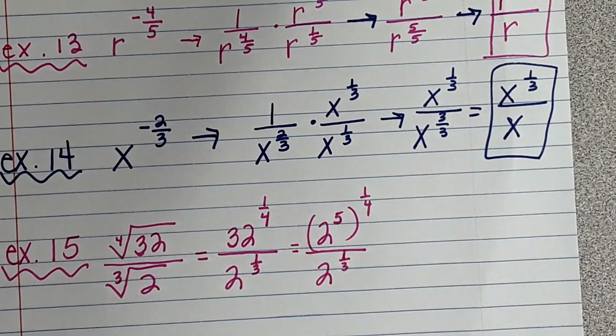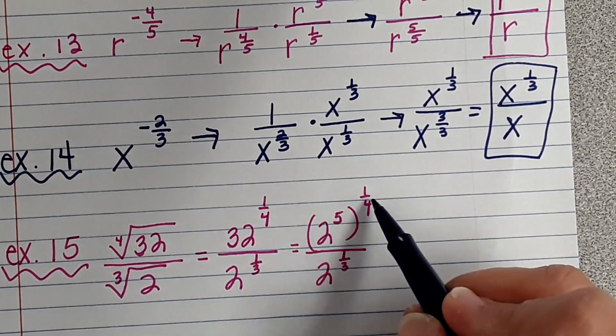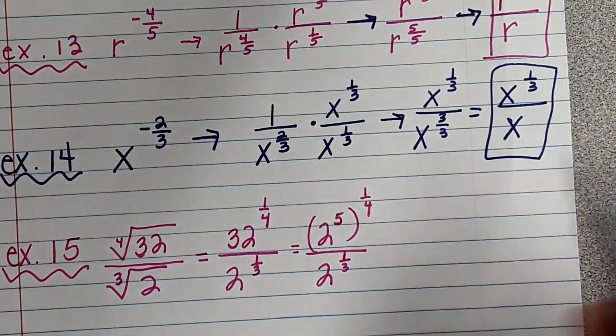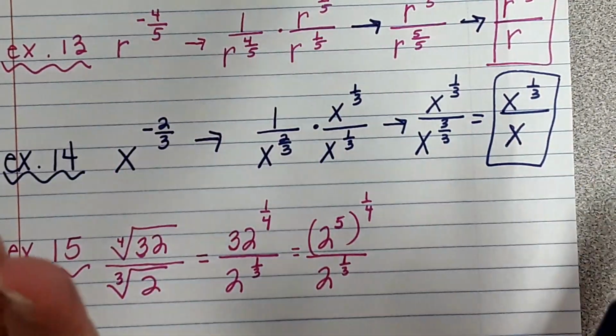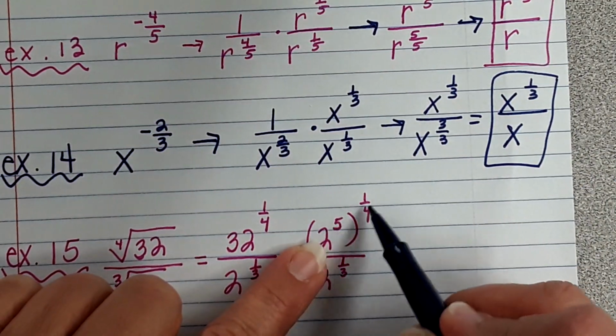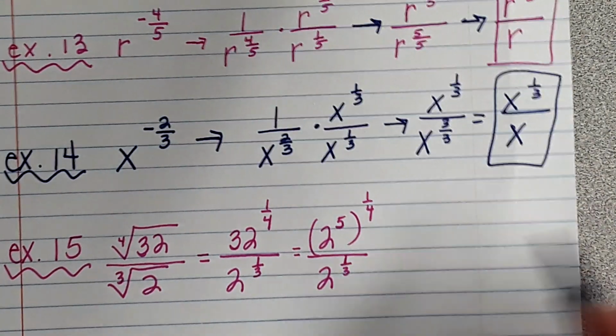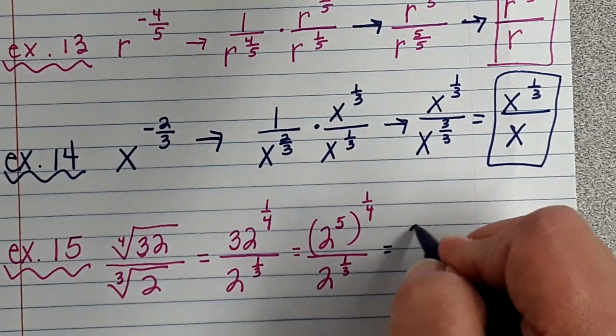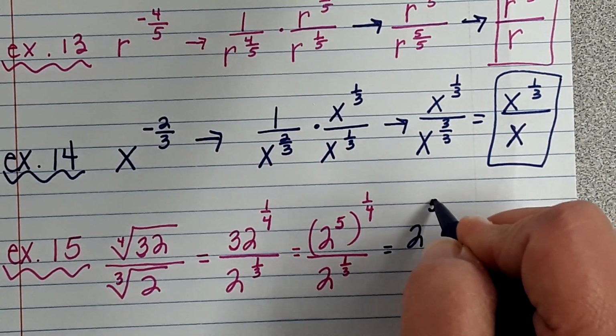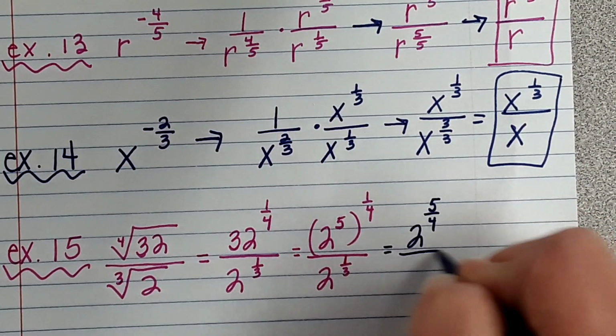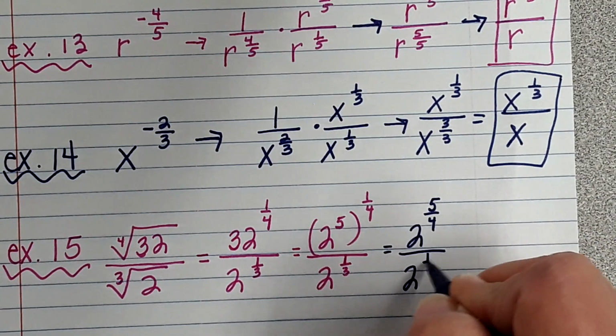So now I'm getting closer for my bases being the same. But you guys, what am I going to do with the 5 and the 1/4? So the exponents, my base is 2, but what am I going to do with the 5 and the 1/4? What do I do with those two? Brandon. So now I'm going to have 2 to the 5/4 over 2 to the 1/3.